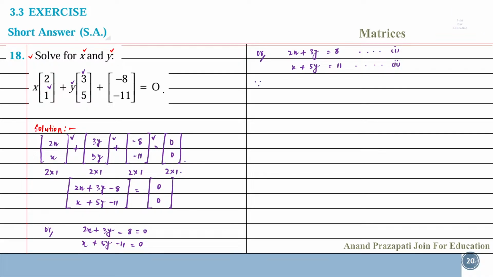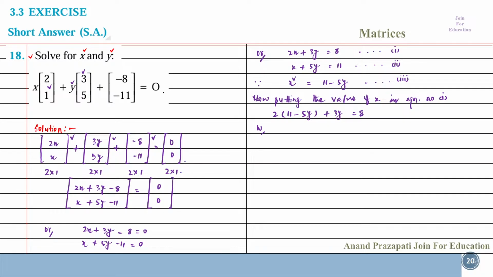Therefore we find out here x equal to 11 minus 5y. Suppose this is the equation number 3. Now putting the value of x in equation number 1. Therefore here will be 2 into 11 minus 5y plus 3y equal to 8.